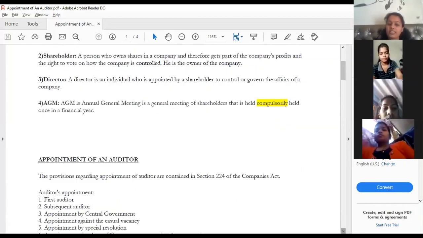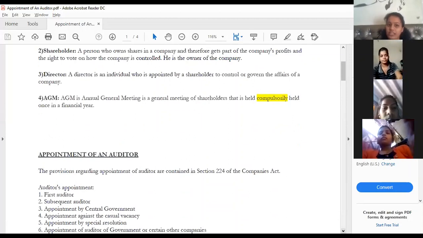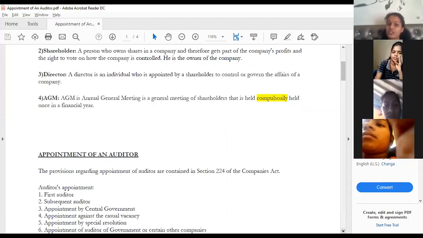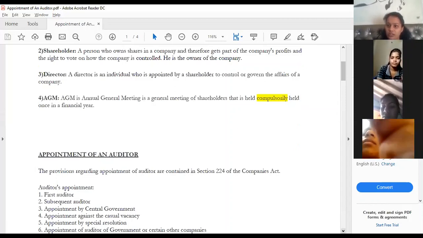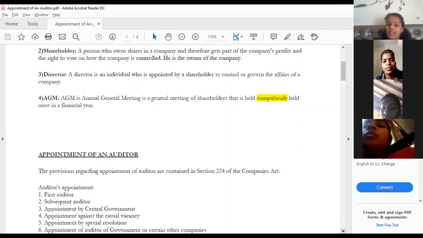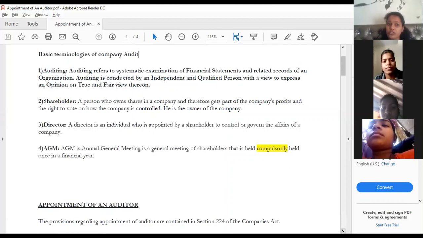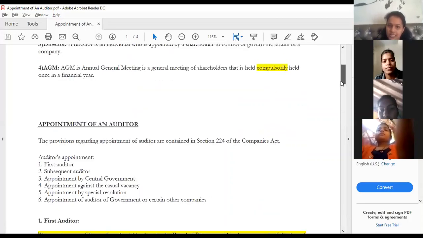Going ahead, let's understand what is an AGM. AGM is nothing but an annual general meeting. It is a general meeting of shareholders which is compulsory. Students, please make note, it is a compulsory meeting that is held by the shareholders in a financial year. It is compulsory to hold an AGM in a year. So these are the four terminologies which you need to know before we understand how the appointment of an auditor takes place.